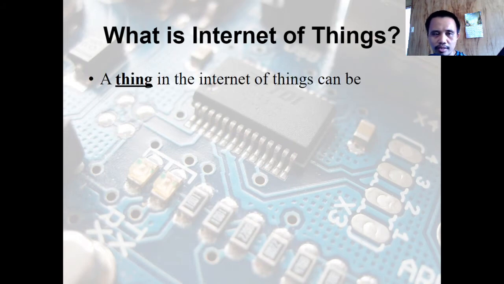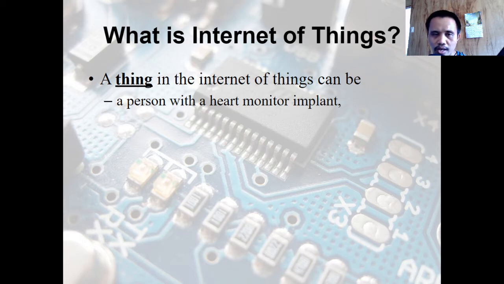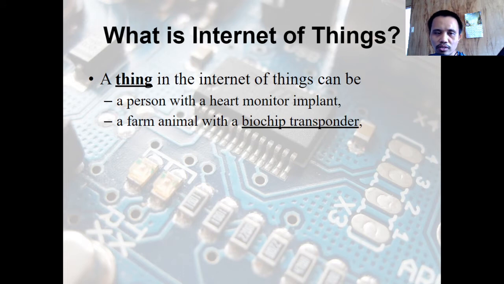And a thing in the Internet of Things can be a person with a heart monitor implant, like in the medical industry right now, or it could be a farm animal with a biochip transponder. So in that way, we can identify the location or the current condition of that certain farm animal.